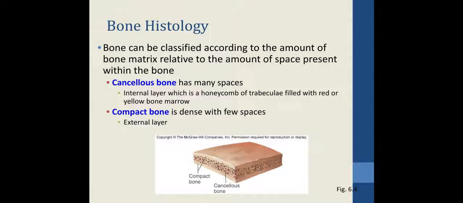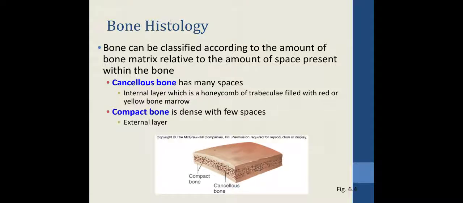When we look at a bone, we want to classify it according to that matrix and how much of it there is within the bone. So we can have bone that has a lot of spaces. We'll call that cancellous bone. This internal layer is more like a honeycomb, and we call it a trabeculae. There's a lot of vocab words. I already should have warned you, but there are a lot of new vocab words. And that little honeycomb structure, that is going to be where we have the bone marrow.